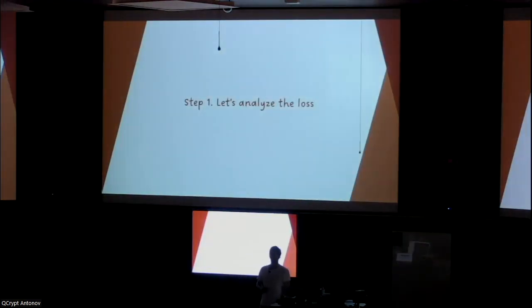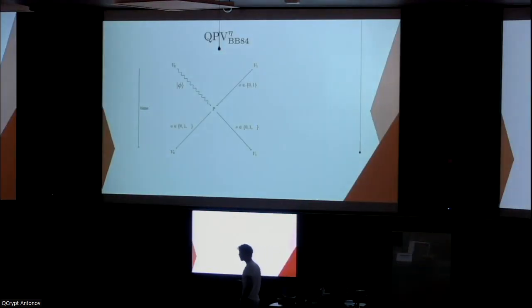First step, we analyze the loss. Remember the previous protocol where one BB84 state is sent and the basis in which you have to measure is sent from the other side. We analyze this parameter, eta, which is the transmission rate from V0 to P. We also have to look at this, which is a simulation of the photon being lost in here.